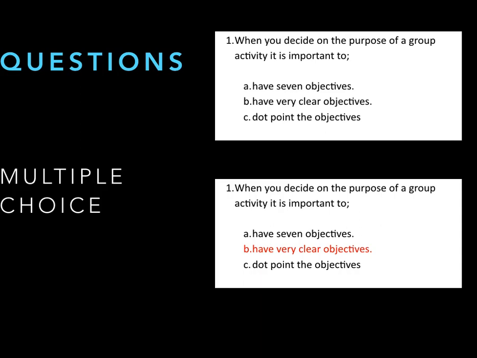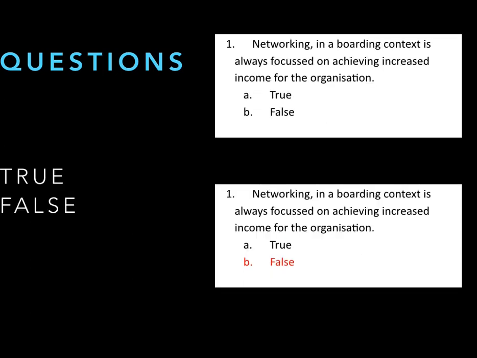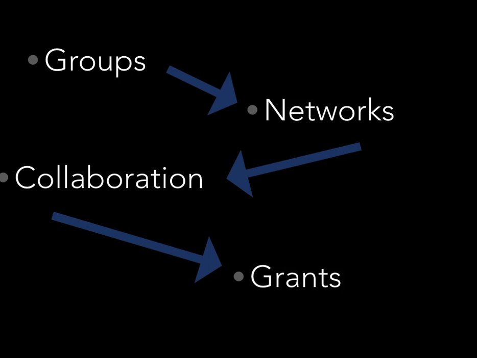This is a multiple choice question. You can choose one, two, or even three of these as correct, and you'll have an opportunity to come back and correct them if you make an error. These are the true, false, and so you just mark one as true and one as false. Basically, this is about groups, about forming networks and how people in those networks can collaborate together, and trying to get grants for different projects. And so that's the different parts of the Unit 13-15 cluster.